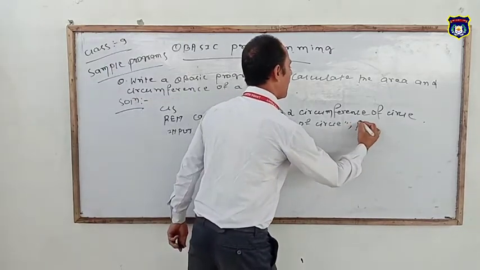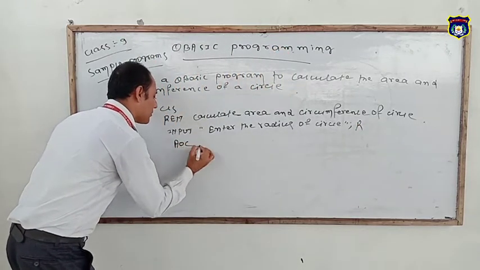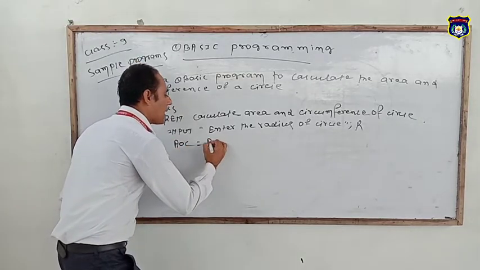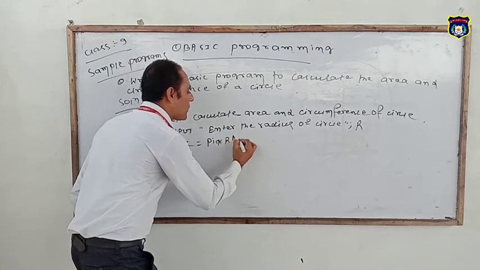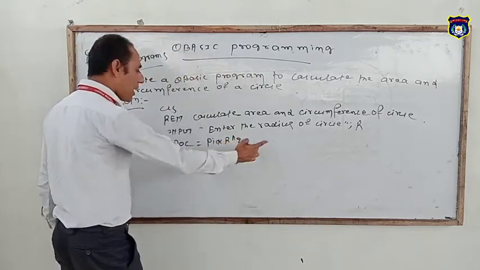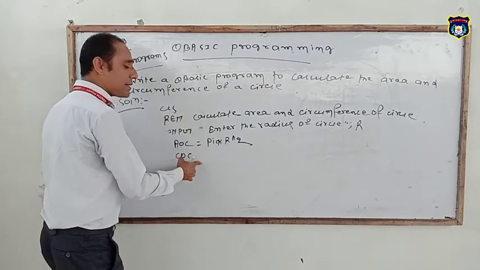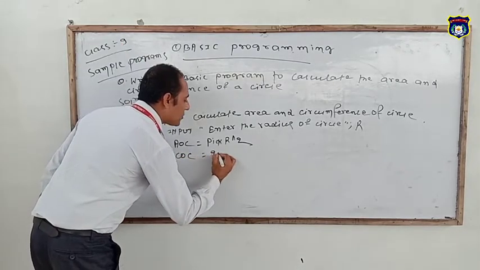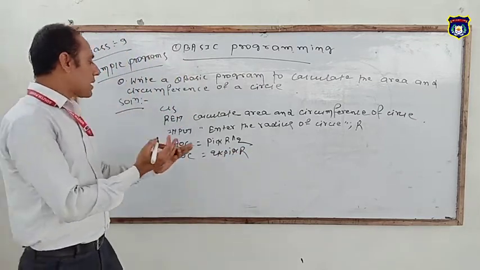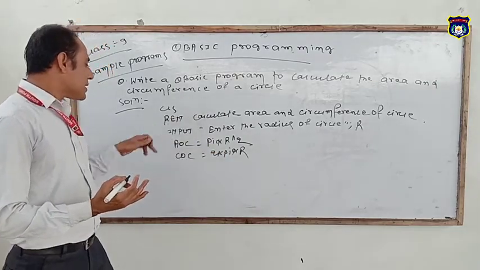Close the quote, semicolon, R. Now what is the formula of the area of a circle? AOC stands for area of circle. It is a variable, meaning pi into R square. R square means R into R. This is the formula of the area of a circle. COC is a single precision variable, and the formula is 2 into pi into R. The area of the circle is stored in the AOC variable, and the circumference of the circle is stored in the COC variable.